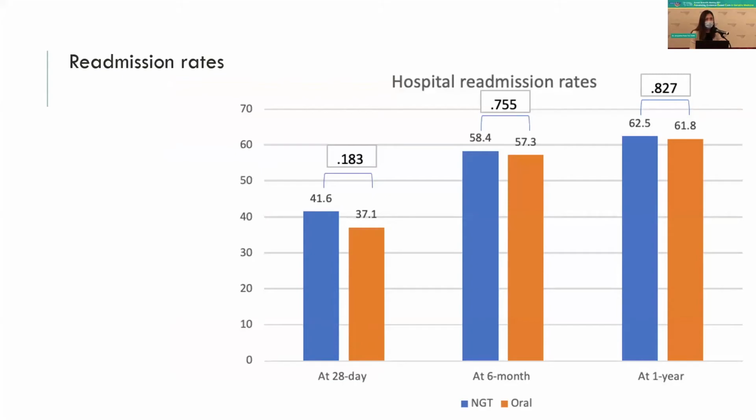And finally, we compared the readmission rates between patients who were placed on NG tube and who opted for oral feeding, and found no difference in their readmission rates at 28 days, 6 months, and 1 year. However, the readmission rates were notably high at all of these time points.